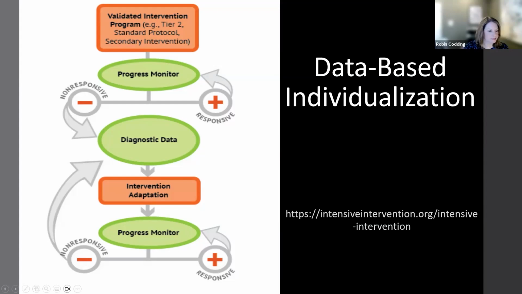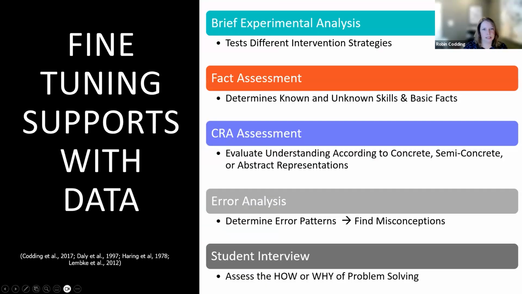So I am going to talk about 5 different diagnostic assessment tools that you can use to find out not only what skills students need to be working on, but that can help you to further refine those learning challenges to build an appropriately matched intervention plan.